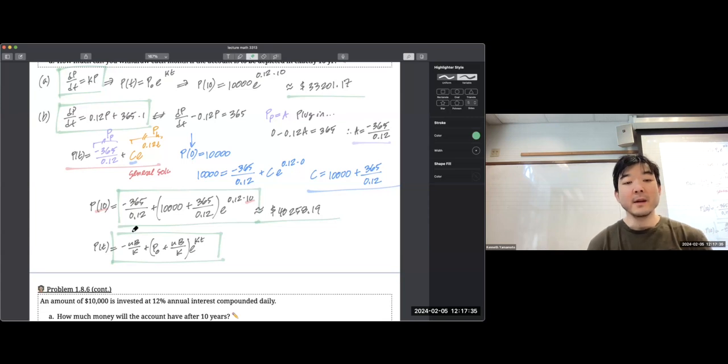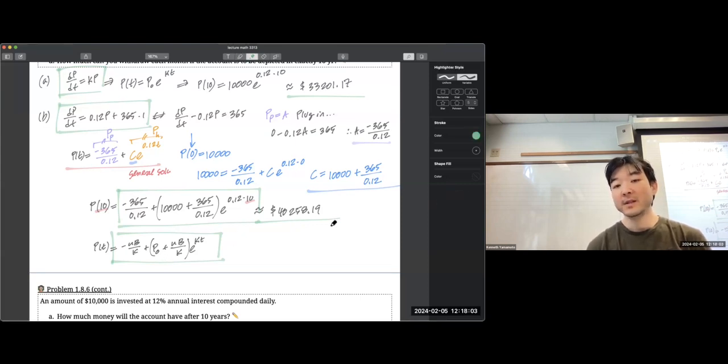The N is 365. The B is 1, so the top is 365. The K is 0.12 because that's the annual interest rate. The initial amount was 10,000. That's P naught. Again, NB, because it's 1 times 365, is just 365. The K is 0.12. E raised to the K, which was 0.12. And then the T, which we're just interested in computing when T is equal to 10.